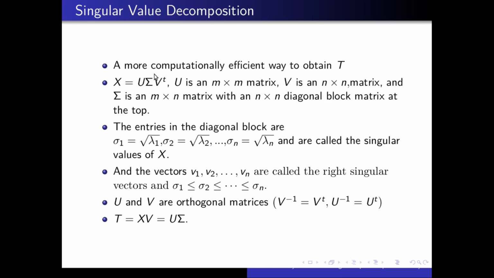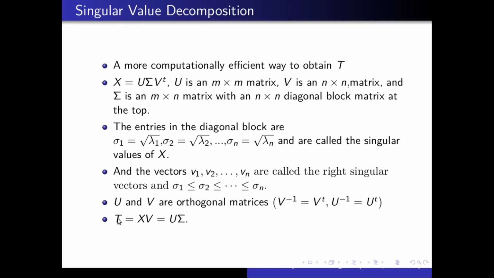The entries in this matrix sigma are just the square roots of the eigenvalues of the covariance matrix that we saw earlier, and they are called the singular values of X. This matrix V will be called the right singular matrix, and the matrix U will be called the left singular matrix.